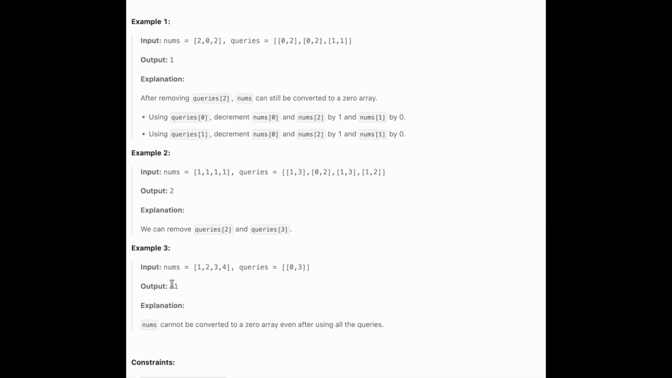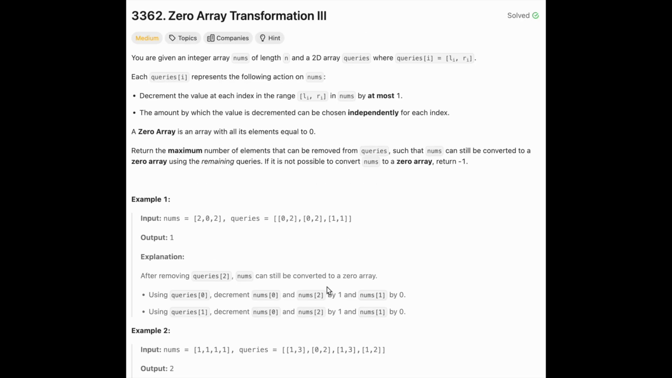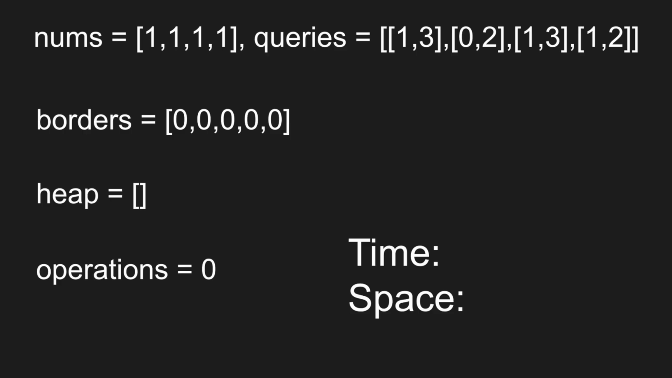And for this one, we return -1 because even if we don't remove any queries, it can still not make a zero array. So now that we have seen some examples, let's get to how we can solve this problem. I think this problem will be easier to understand when I walk through the example. So if the explanation is not very clear, make sure to watch the example walkthrough and maybe rewatch the explanation again later.